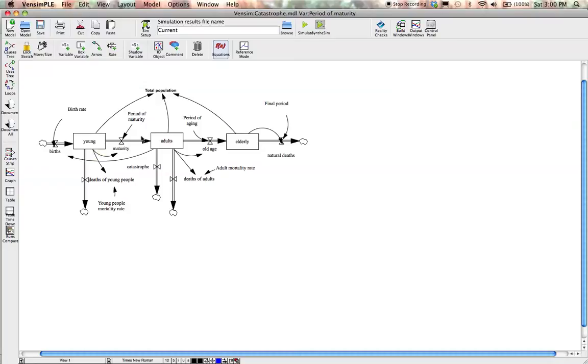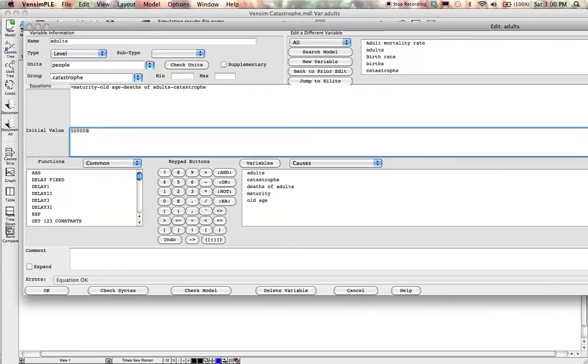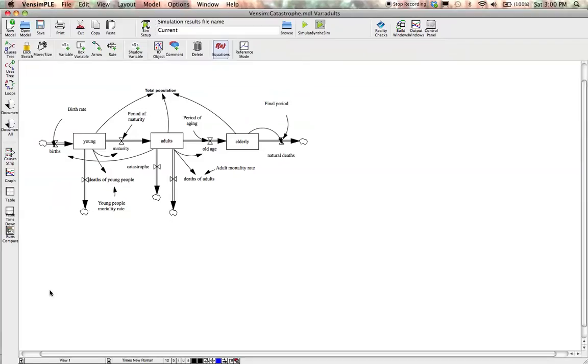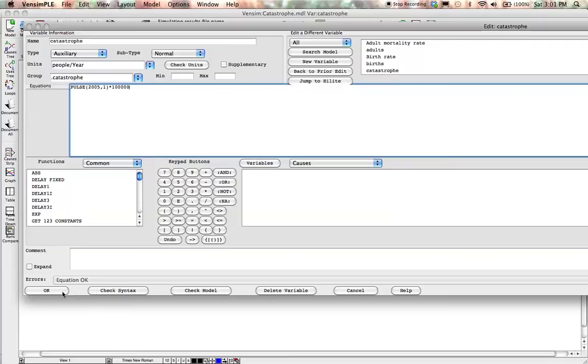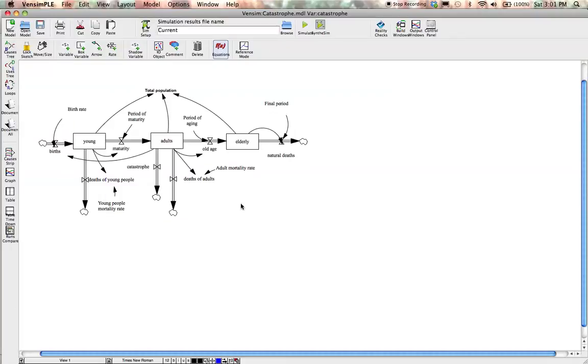Okay. So let's look at adults now. The adults are fed by the young through maturity. So if you look at the adult equation, maturity feeds into that. Then adults die either of old age or through a catastrophe. So if you look at the schematic again, the adults become old and become elderly, or they can die due to this catastrophe, which we just indicated was a pulse. 100,000 people are removed in 2005 from the pool of adults.